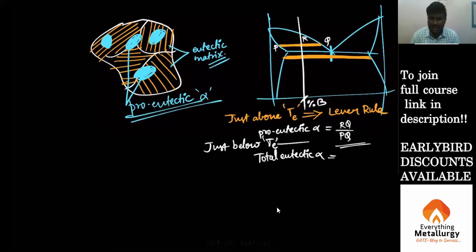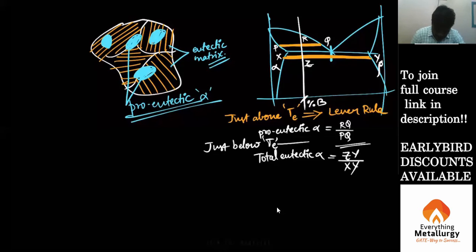If we can calculate this, we can just subtract it and find the amount of eutectic alpha that is formed from the transformation. So how will we calculate this? Just take some x, y, and z. If you want total alpha, and this is alpha and this is beta, of course, then the total eutectic alpha will be equal to zy divided by xy. So this will be my total eutectic alpha.